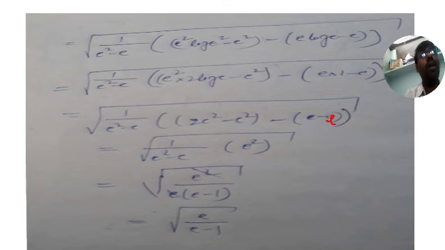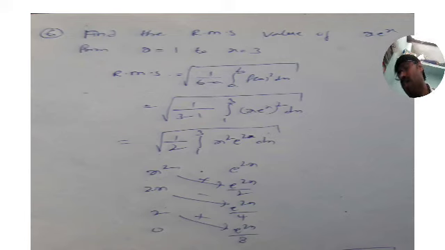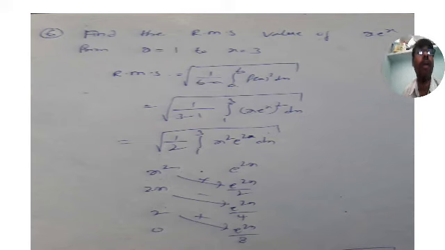That's it. This is my fifth problem. And what is the time left? Another 5 to 6 minutes. So let me cover one more problem and end here by giving homework. So my sixth problem is find the RMS value of x into e power of x from x is equal to 1 to x is equal to 3.